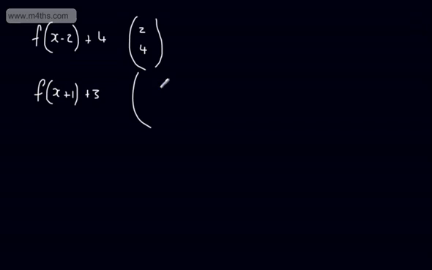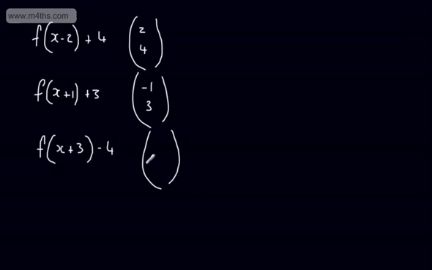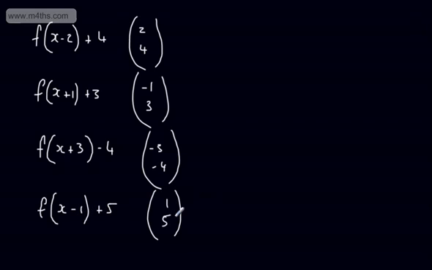So if I have now f of x minus 2 plus 4, then what we're doing with this particular one is simply now moving 2 to the right and 4 up. If we had f of x plus 1 plus 3, this one I'm going to move 1 to the left and 3 up. If we had f of x plus 3 minus 4, we're going to move minus 3, minus 4. If we had f of x minus 1 plus 5, we're going to move 1 to the right and 5 up.